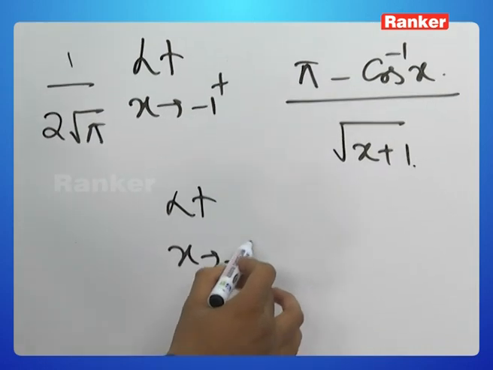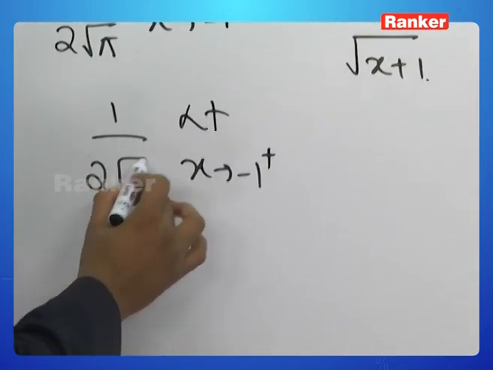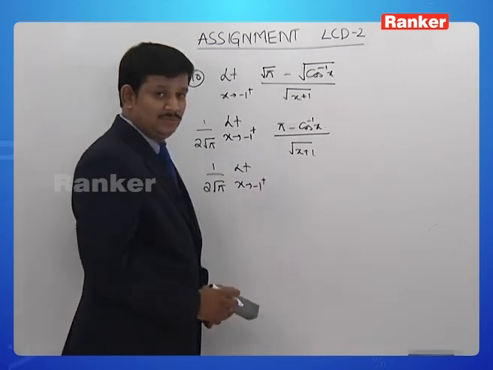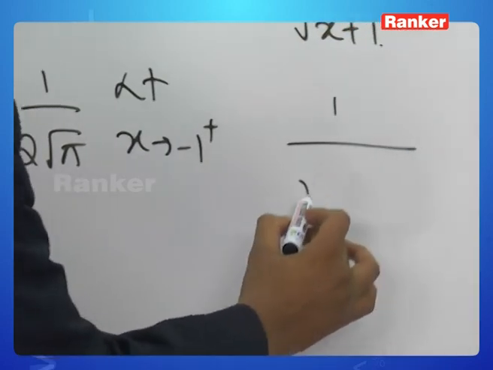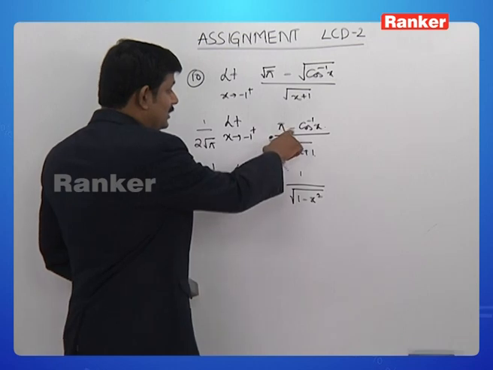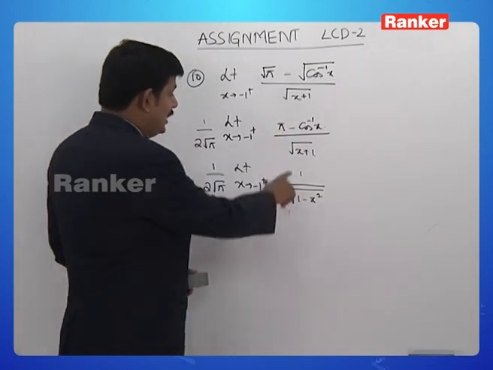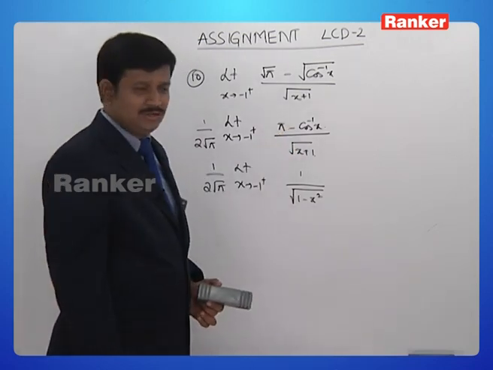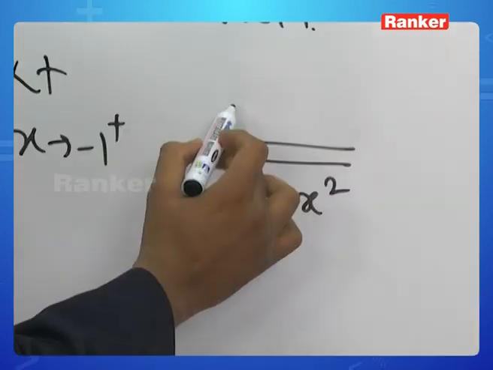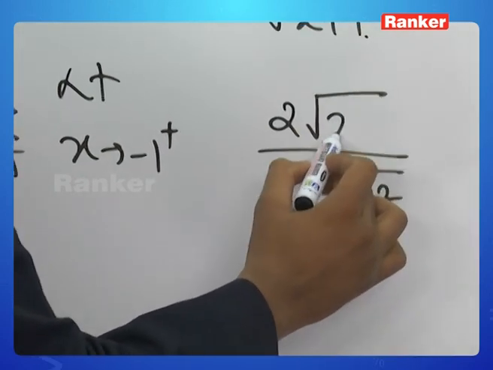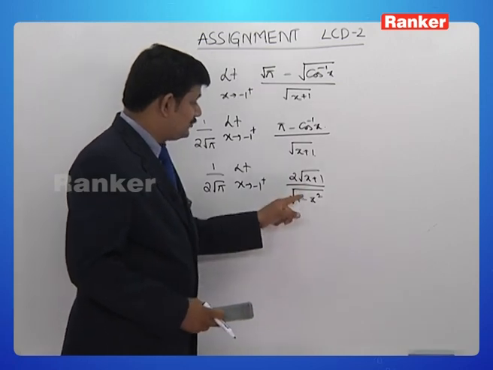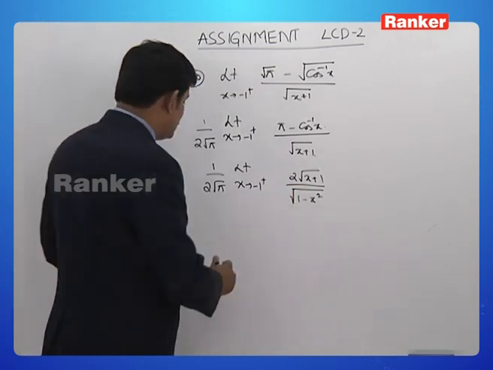Limit x tending to minus 1 plus, differentiate the numerator: derivative of pi is 0, derivative of cos inverse x is 1 by root over 1 minus x square with a minus sign, and this minus sign and the other minus sign get cancelled. Derivative of root x plus 1 in the denominator is 1 by 2 root x plus 1. So, we can write it as 2 root x plus 1 in the numerator. And we can see root x plus 1 here and root x plus 1 here get cancelled.